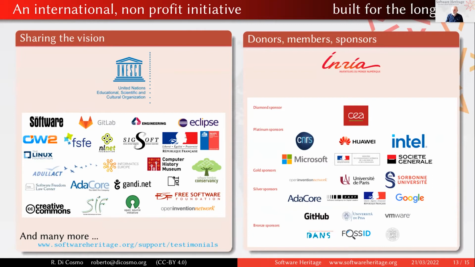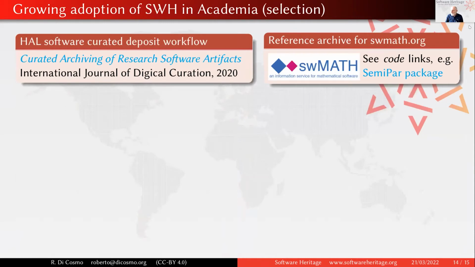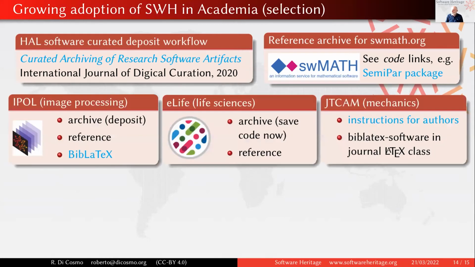But you have really academia, public administration, private companies, all kinds of partners around the table. And there is growing adoption in academia. The National Portal for Open Access in France is using Software Heritage systematically for software. In mathematics, you have a reference catalog for mathematical software, which is called swMATH. It links to Software Heritage for the archival. You have many journals in different areas that are starting to use Software Heritage for the reference archive and the identifiers.